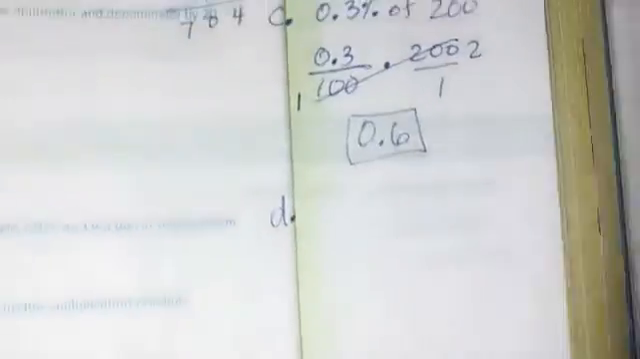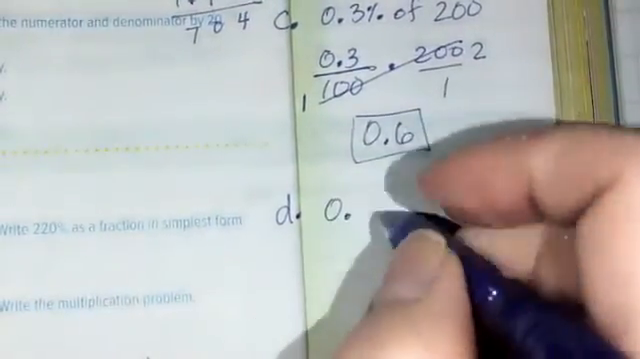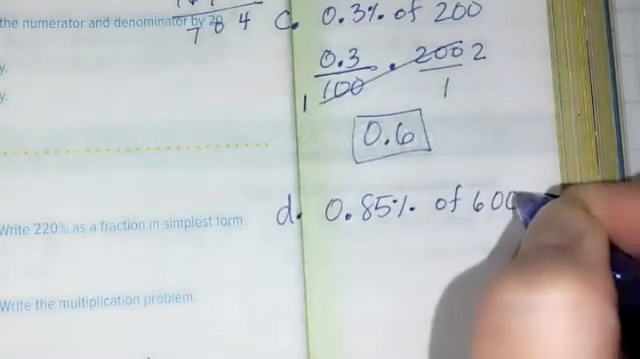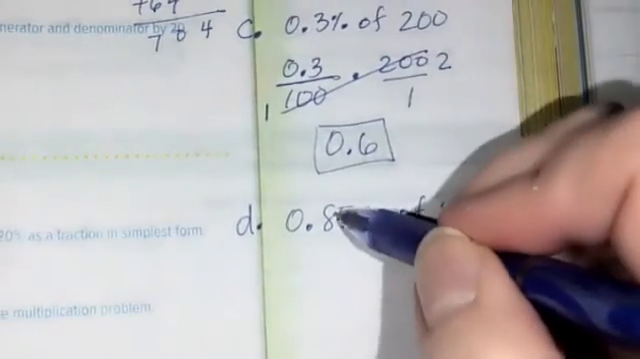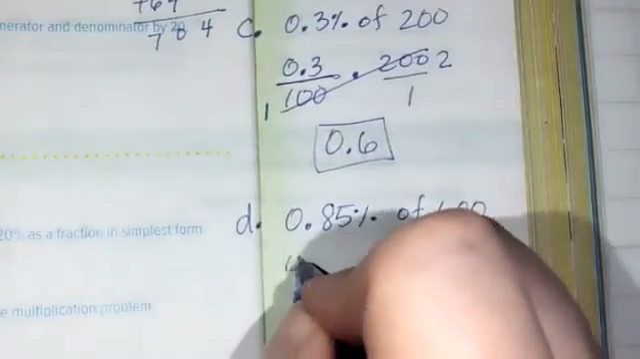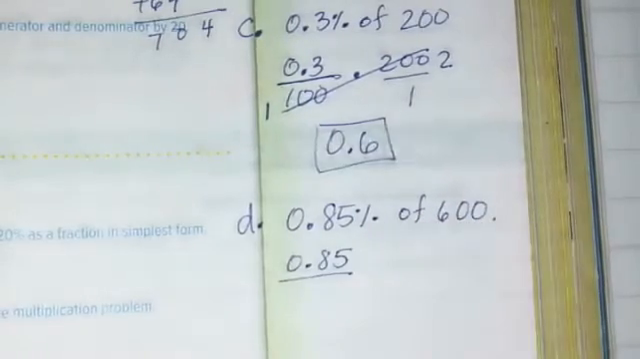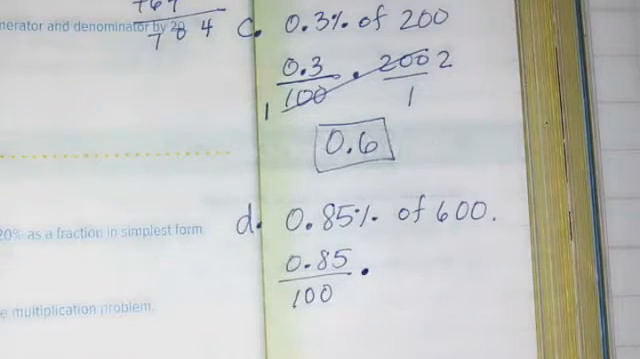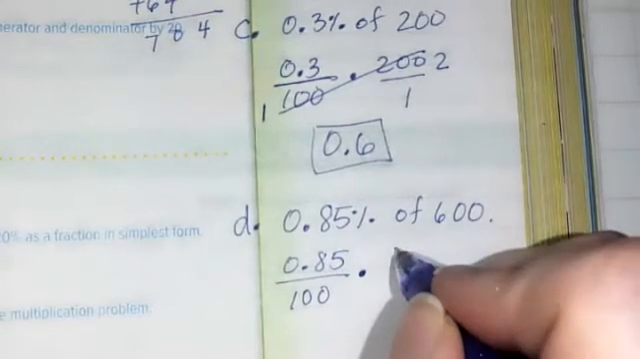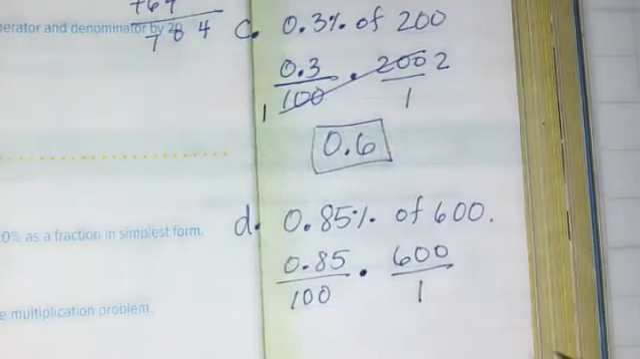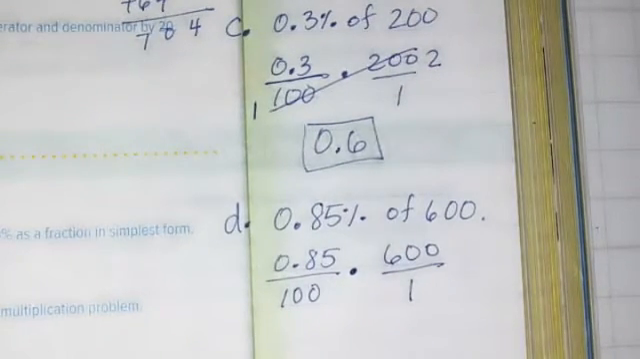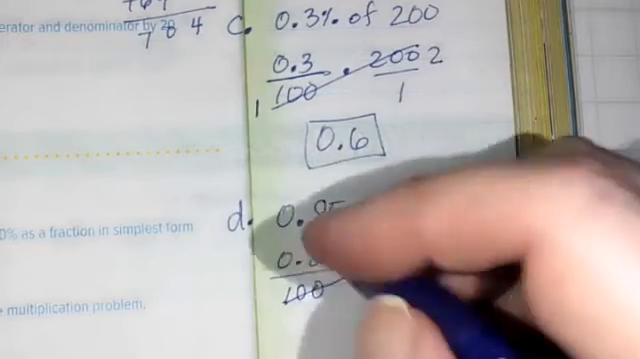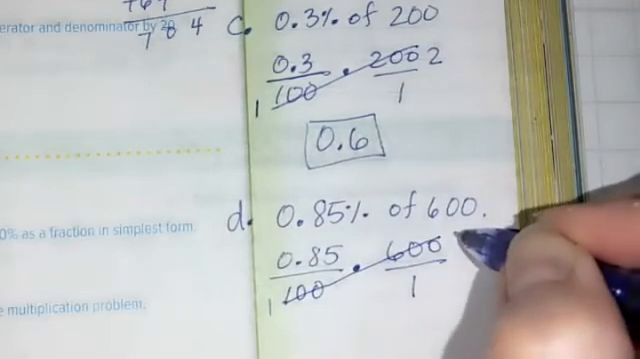And then letter D, we have 0.85% of 600. And then I would use that same strategy again, 0.85%. So per 100, 0.85 per 100 or over 100 of means multiply. So I'll write that as the 600 is 600 over 1. Then I look to see if I can cross cancel, which I can. 100 is divisible by 100 to get 1. 600 is divisible by 100 and we get 6.